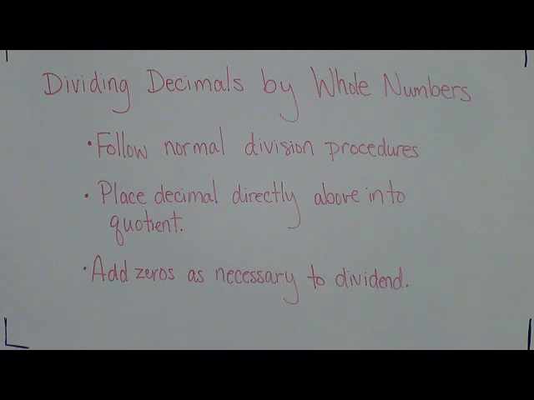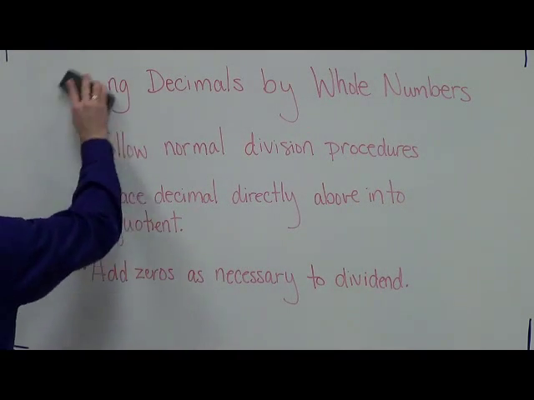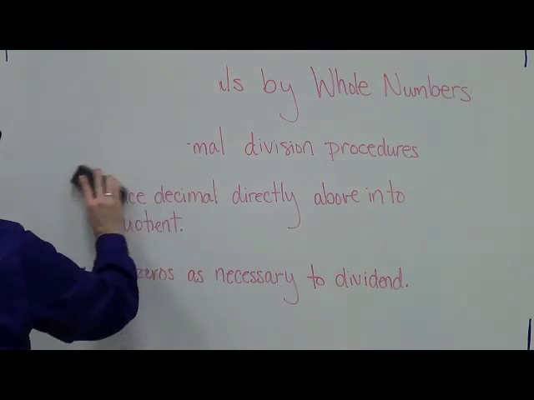And then if you need to, add zeros as necessary, as we did in the last one, to the dividend, which remember the dividend is on the inside of the box, then you can go ahead and do that to extend the division out as far as necessary. But again, keep in mind, you don't want to go beyond the thousandths place. 3 decimal places is more than enough. If you need to stop beyond that, you're welcome to. So once you have those steps, go ahead and copy those down. And we're going to go ahead then into some examples.